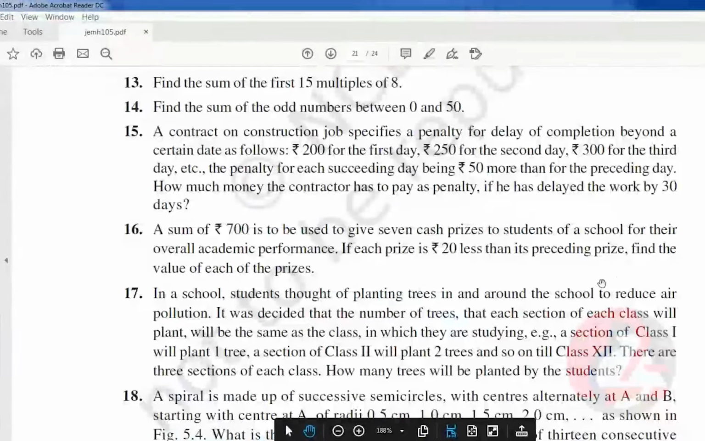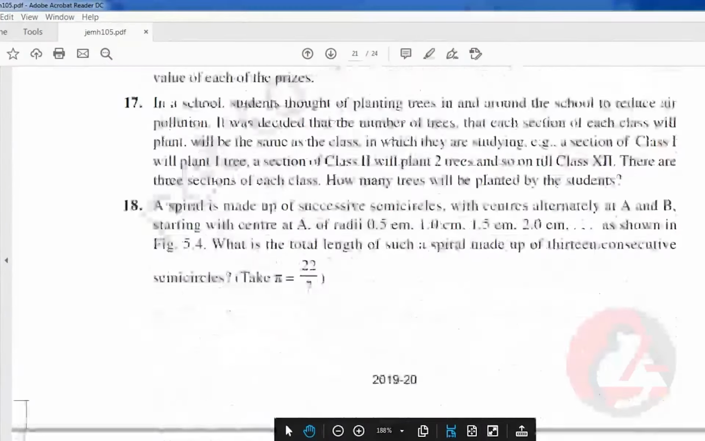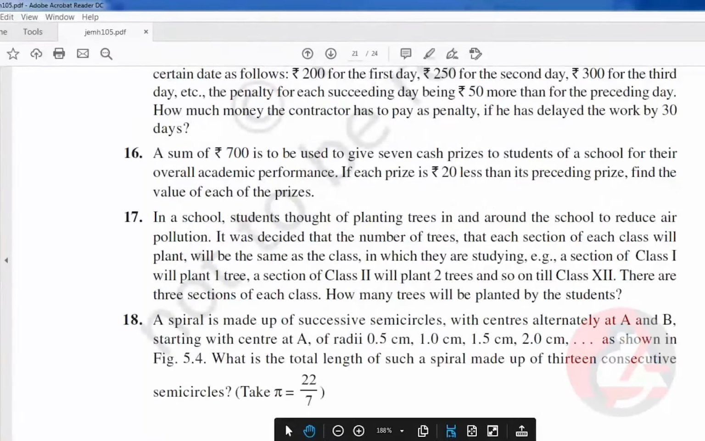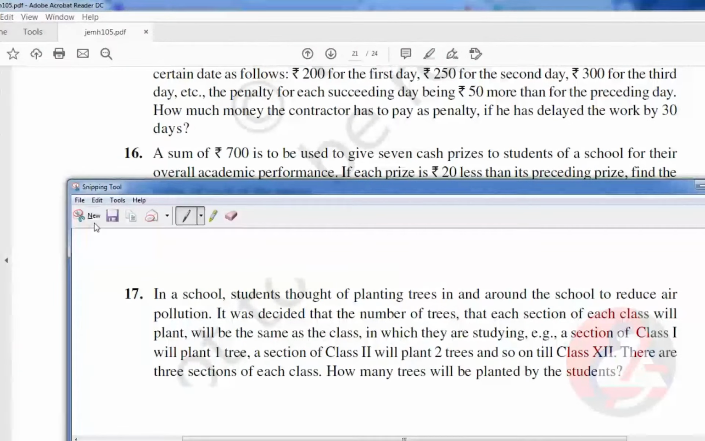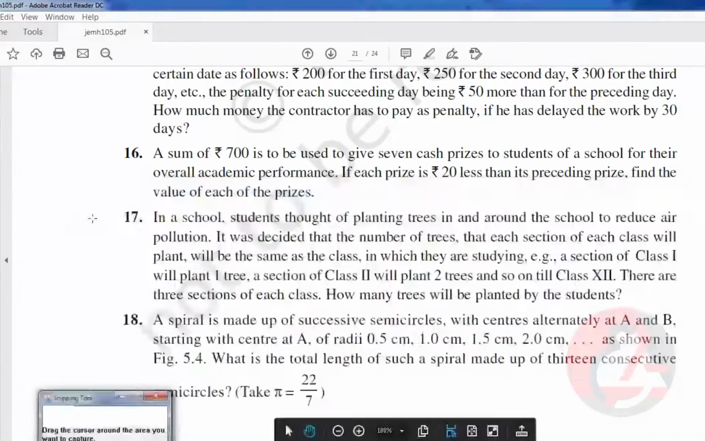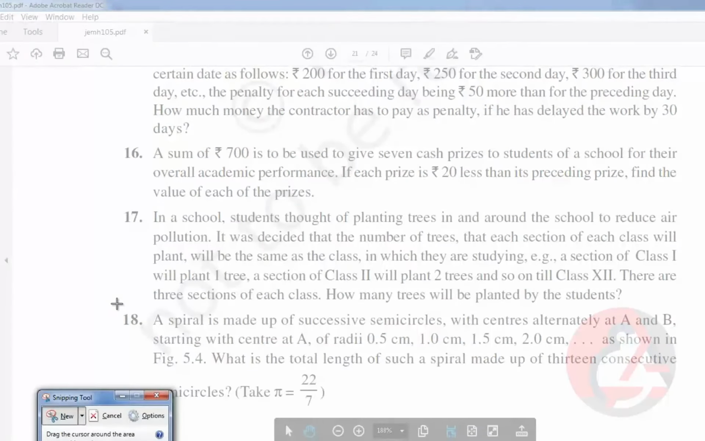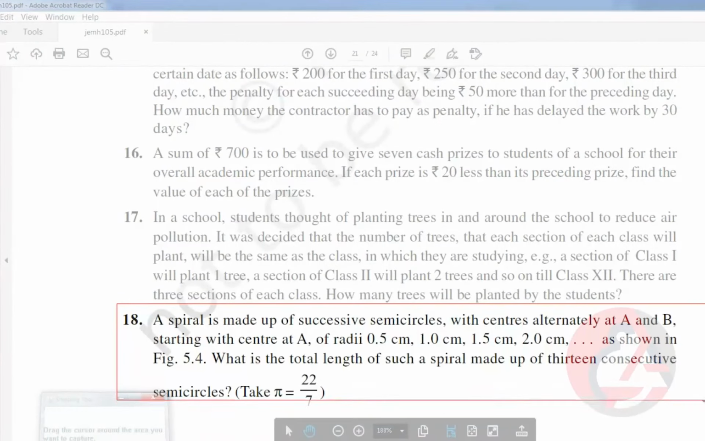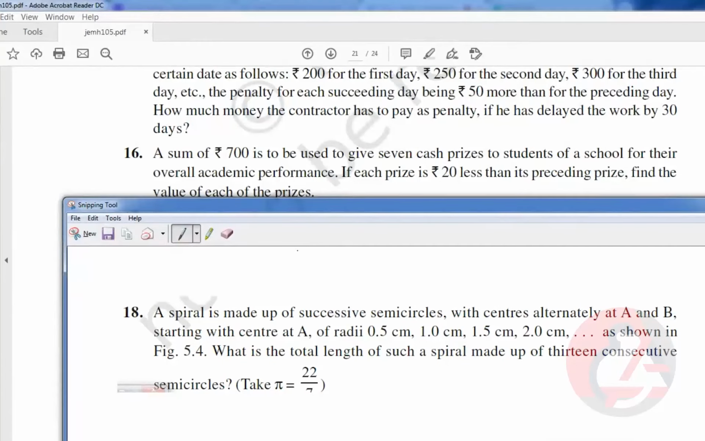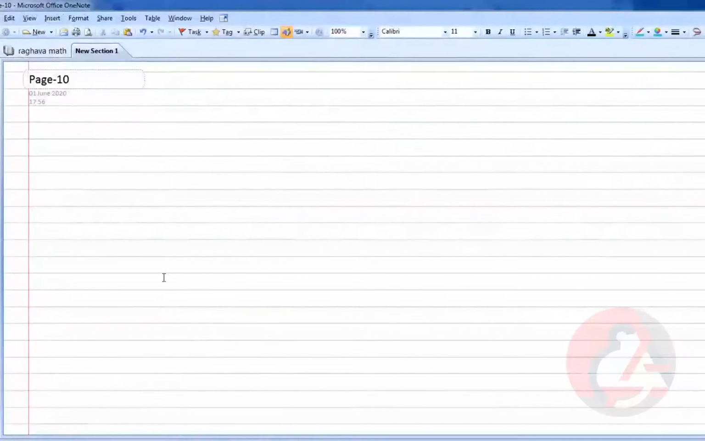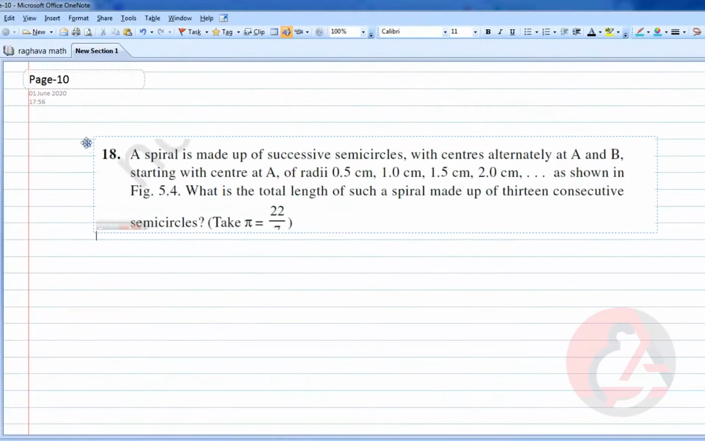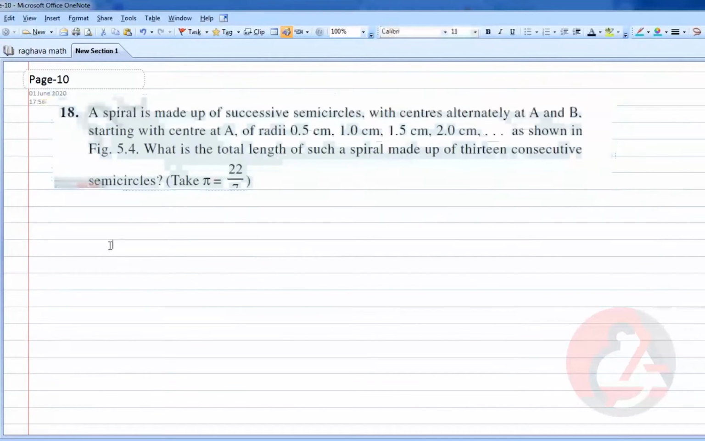The last question for today. We will solve more numericals from arithmetic progression because they are asking different kinds of numericals each and every year beyond the textbook sometimes. Try to solve this question by drawing the figure on your own. It's a little interesting question. I am giving some time to solve this question. After that, I will solve.